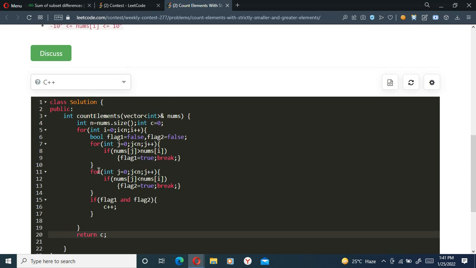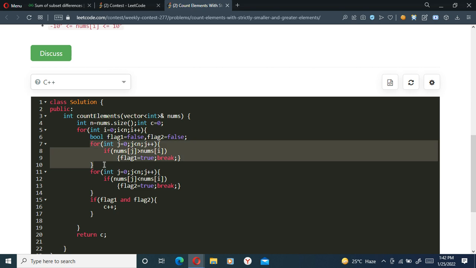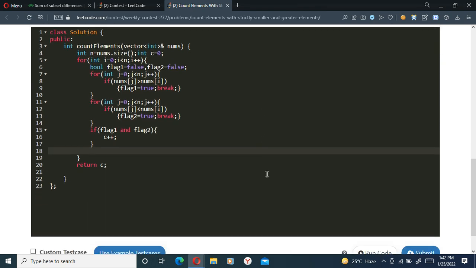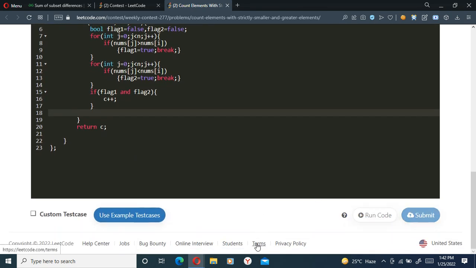Let's see, does this work? Okay, flag is equal to true. Fine, you go to an element, start comparing it with every other element, and if there is a greater element for that, do this. If there is a less than element also there, do this. And if at the end, okay, fine, let's run this.